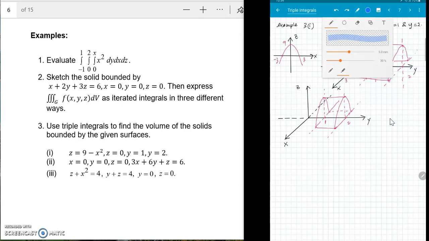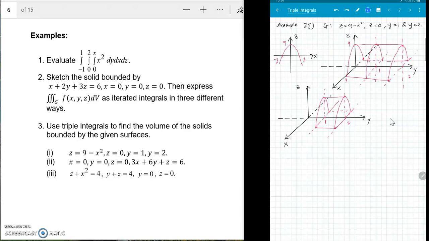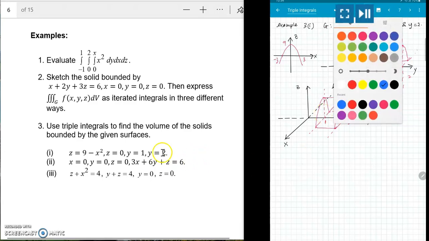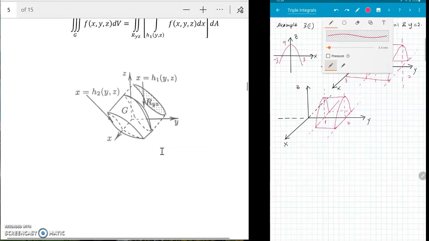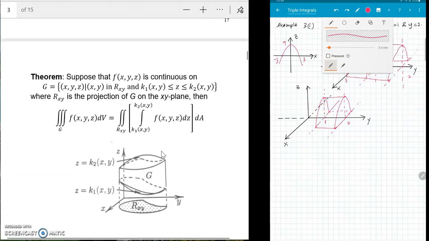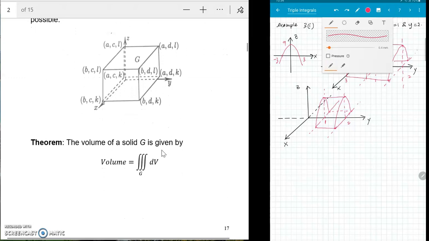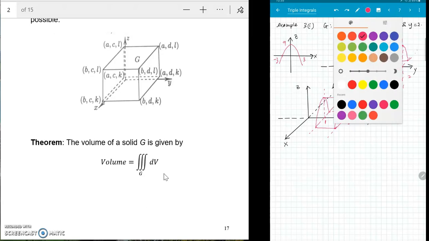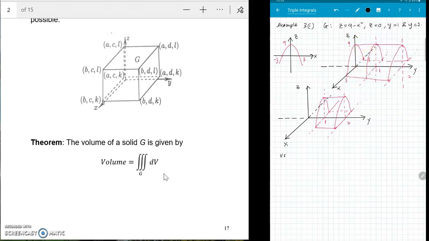Okay, all right, so now we want to find the volume. From before, we know that for the volume of a solid, we need to use this formula here. Volume is equal to the triple integral of dV over solid G. Right, so now we need to figure out how to evaluate this. What is the iteration of dV? Is it dx, dy, dz, or another combination?